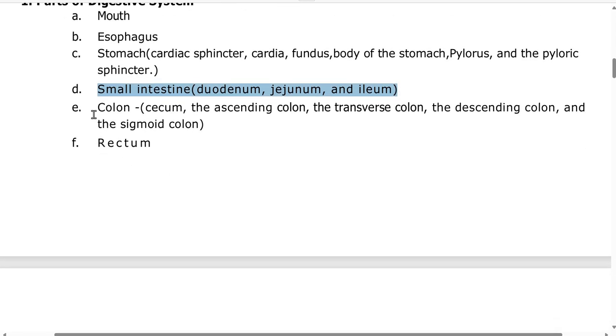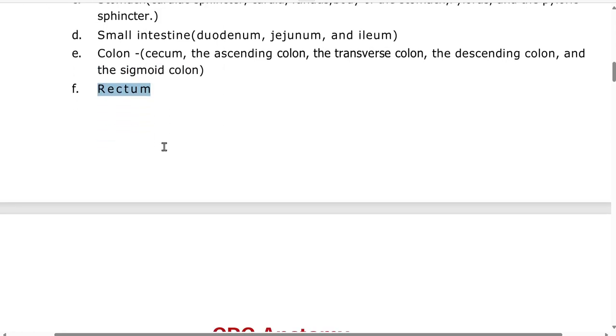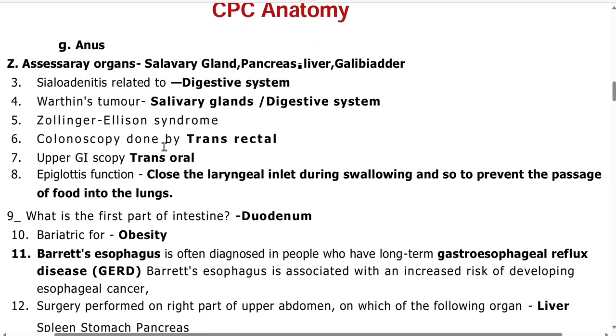E. Colon: cecum, the ascending colon, the transverse colon, the descending colon, and the sigmoid colon. F. Rectum. G. Anus. 2. Accessory organs: salivary gland, pancreas, liver, gallbladder.